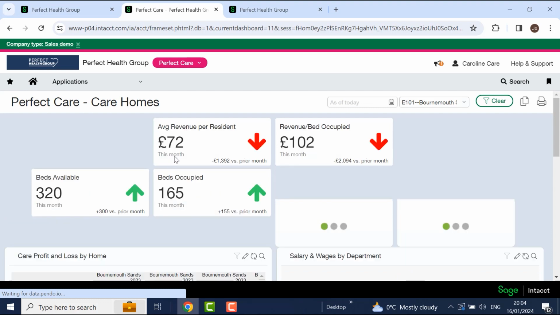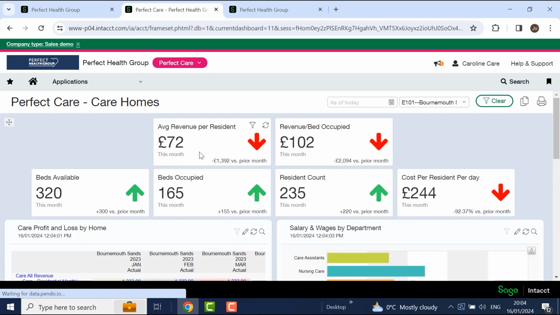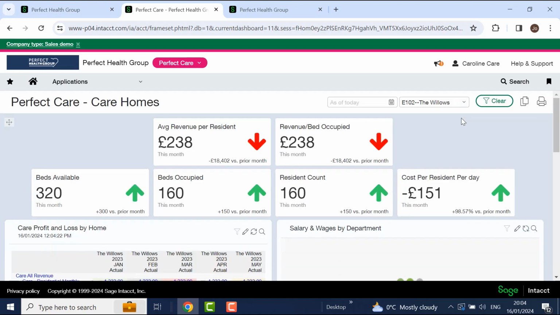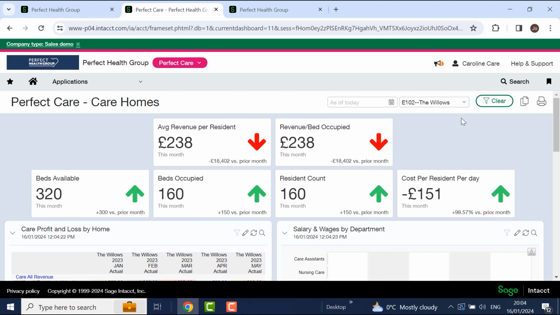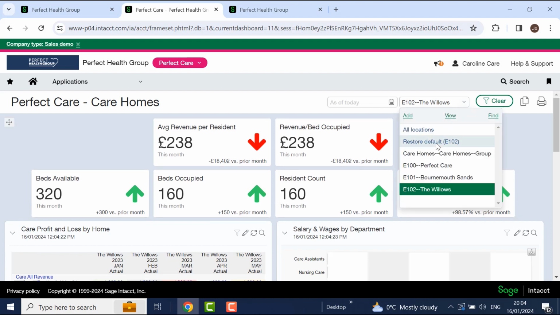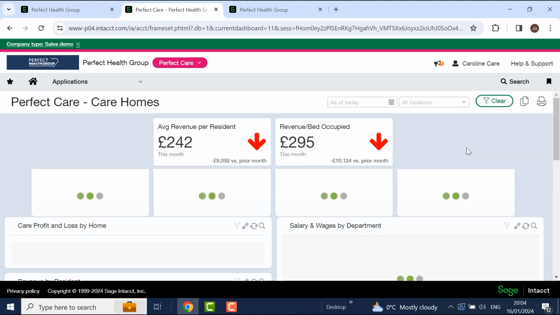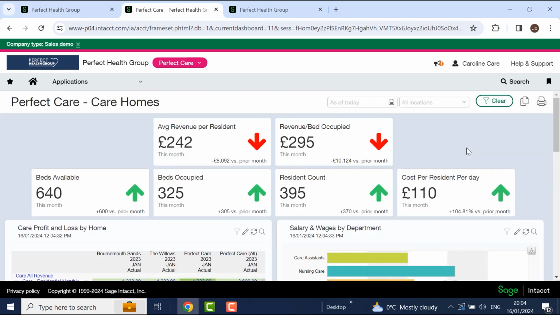So we can see here the average revenue per resident and the revenue per occupied bed, and the arrows up or down depend on whether the results you're seeing here are positive or negative from the prior period, the prior year, or to budget. So let's have a look and see how the Willows are performing. They've got a higher average revenue per resident, but again, when we average that out for all locations, you can see that it aggregates the data.